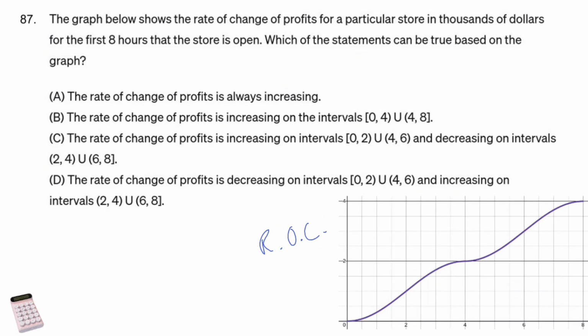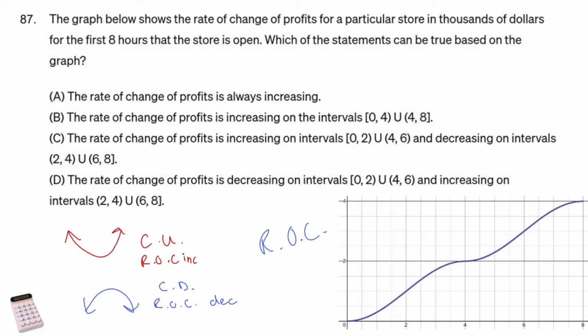Okay, and if I'm thinking rate of change and I'm looking at words like increasing and decreasing, I'm thinking concavity. So let's remind ourselves what concavity looks like. This is concave up. Concave up is when the rate of change is increasing. This is concave down. Concave down is when the rate of change is decreasing.